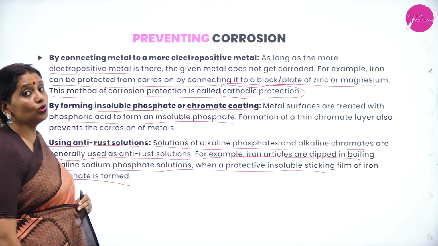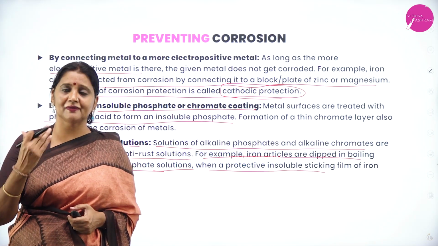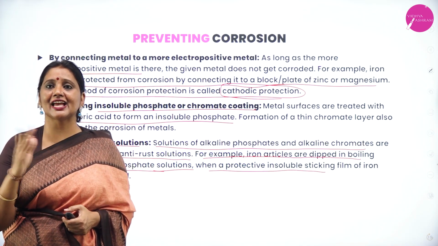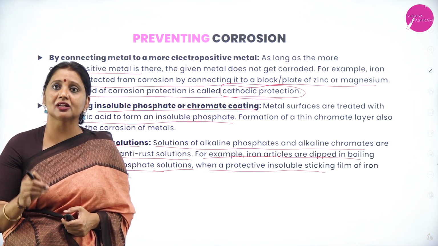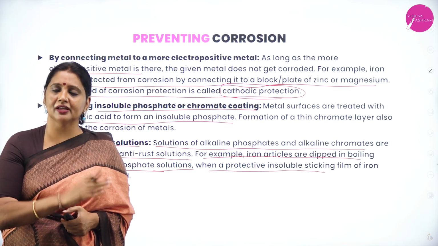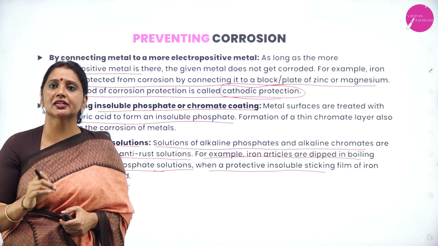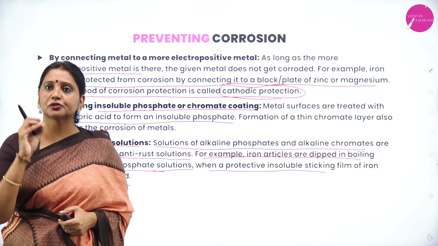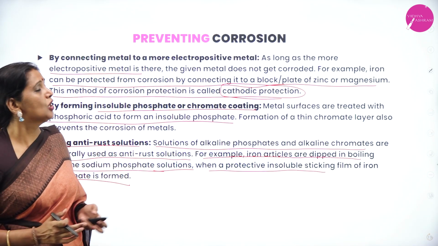These are all the methods to prevent corrosion. Corrosion can be prevented by oiling, greasing and painting, by connecting the metal with another electropositive metal, by giving a coating of an electropositive metal on the surface of the other metal, as well as by dipping in anti-rust solution. What are anti-rust solutions? Solutions of alkaline chromates and alkaline phosphates.